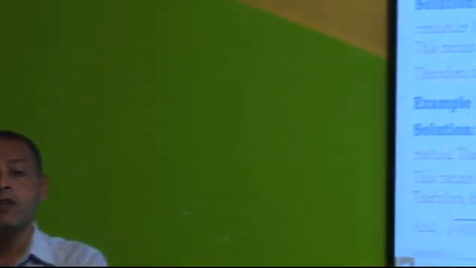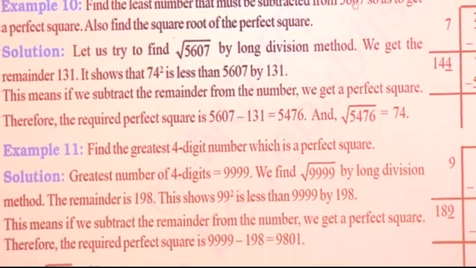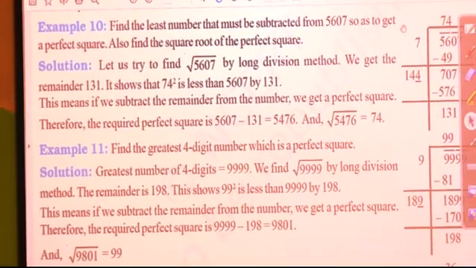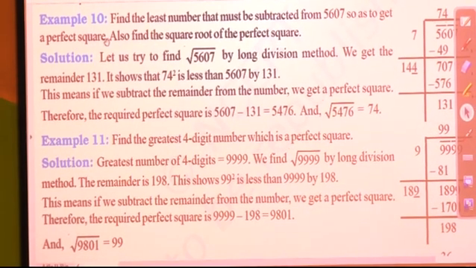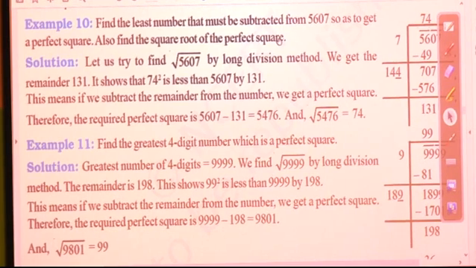The next example is find the least number that must be subtracted from 5607 so as to get a perfect square. Also find the square root of the perfect square. What the example says, find the least number that must be subtracted from 5607 so as to get a perfect square. Also find the square root of the perfect number.